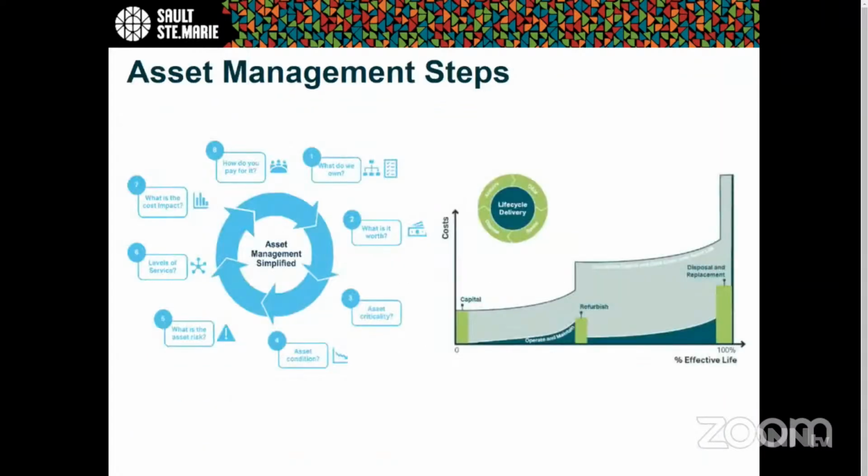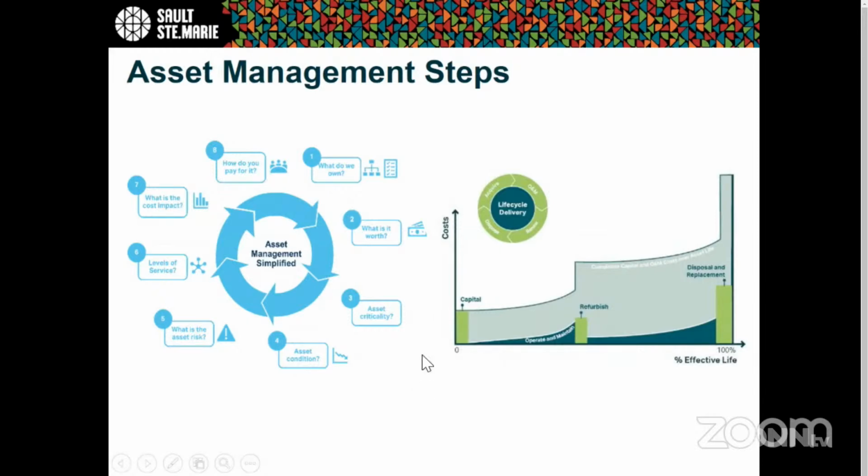So asset management steps. It's kind of hard to read here. Typical asset management steps in this process are identifying the asset, like what do we own? Looking at what the asset is worth. Determining how critical an asset is. Doing condition assessment. Assessing the risks, like what is the risk of a poorly performing asset as opposed to maybe not having the asset. Determining level of service, what I said, which greatly impacts cost, which is the next one. Determining the cost impact to the city and how we are going to pay for it.